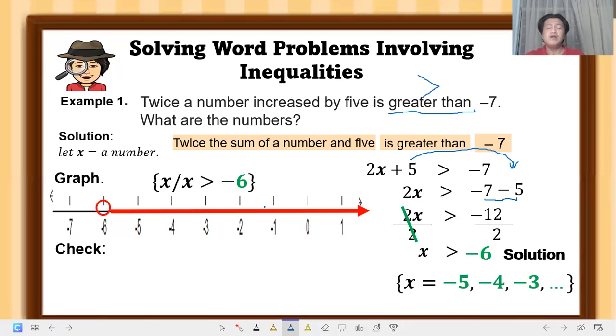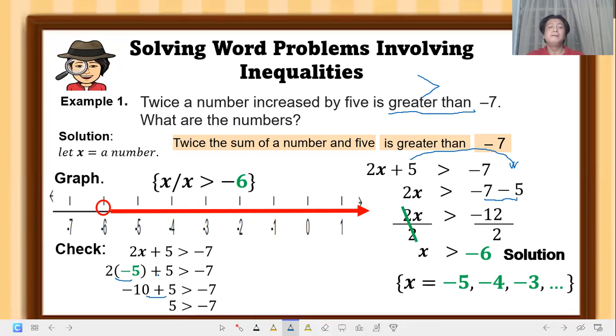And therefore, how are you going to check? Para makita natin kung true ba yung statement, no? Kopyahin mo lang yung inequality mo, then yung x dito, you are going to substitute any one of the given solution set. Okay? Ibig sabihin, kung gusto mo -5, i-substitute, pwede rin. -4 or kahit ano dyan sa solution set natin para matest natin kung true. Then, what is -5 times 2? That is -10. Copy mo yung 5 is greater than -7. And pag sinimplify mo to, -10 plus 5, that is -5.